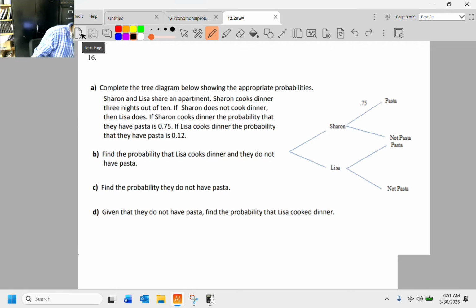So there you go. That is exactly half your homework. You are very, very welcome.